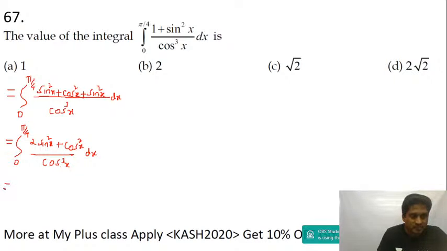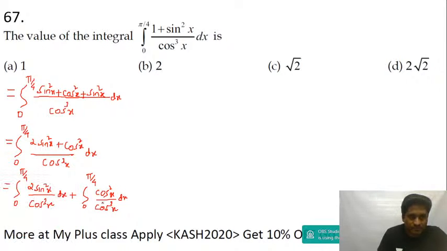So let me write this as integration of 0 to pi by 4, 2 sin square x divided by cos cube x dx, and then plus integration of 0 to pi by 4, and then you get cos square x divided by cos cube x dx.